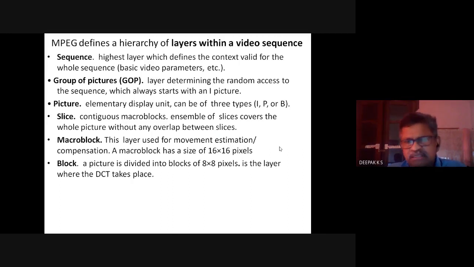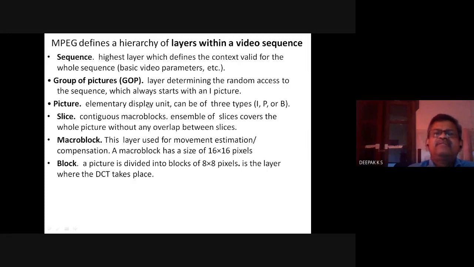So sequence is the highest layer which defines the context valid for the whole sequence, the basic video parameters, etc. And group of pictures, so between 2 I pictures is the group of pictures. Layer determining the random access to the sequence, which always starts with an I picture. I picture has no connection with other pictures. It is independent. It can be decoded independently.